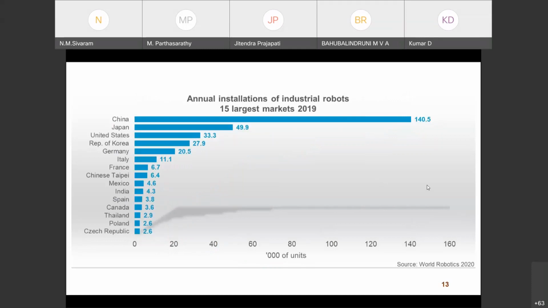And by country, there is another statistic. You can see China is using the largest installations of industrial robots, followed by Japan, the US, and India is utilizing around 4,300 units of robots in the year 2019.